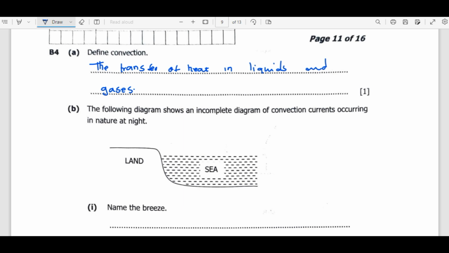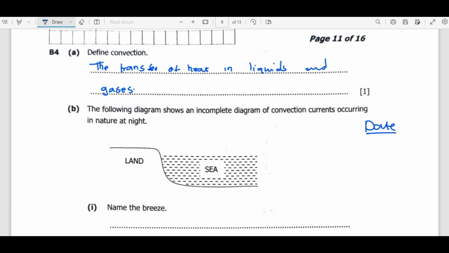Now we have question B. The following diagram shows an incomplete diagram of convection currents occurring in nature at night. So we need to look at what happens at night. For us to understand what happens at night, first let's analyze what happens during the day.